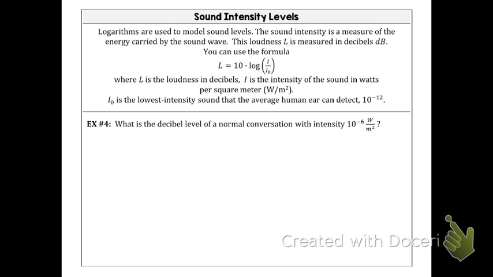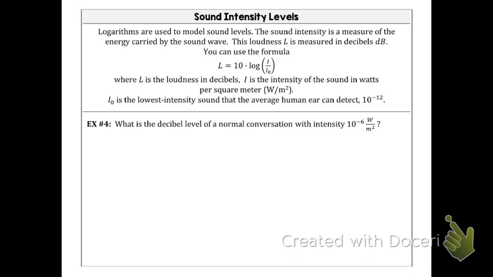All right, sound intensity levels. This one is the same as what was in your notes. It said logarithms are used to model sound levels. The sound intensity is a measure of the energy carried by the sound wave. The loudness L is measured in decibels, dB. You can use the formula L equals 10 times log of I over I sub 0.